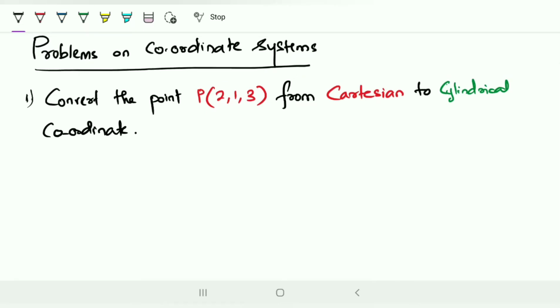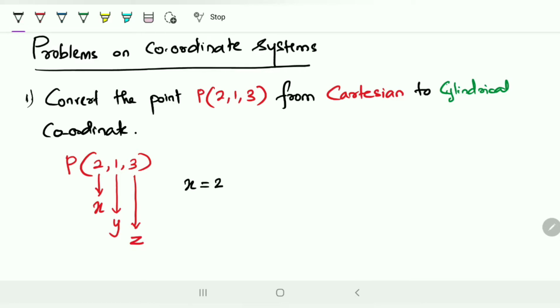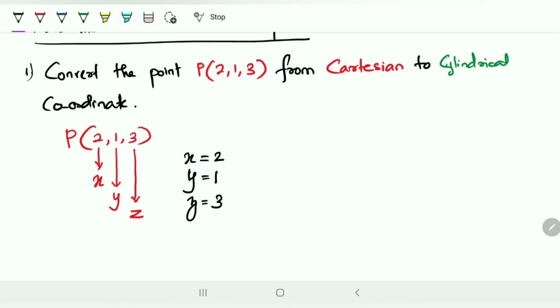So first you should understand, if you're given a question with a Cartesian system having a point P which is located at (2, 1, 3), that refers to the 2 being the x value, 1 being the y value, and 3 being the z value. So from here we can directly write our x value is 2, the y value is 1 and the z value is 3. So this is what is given in your question, and they are asking you to convert this from Cartesian to a cylindrical coordinate system.